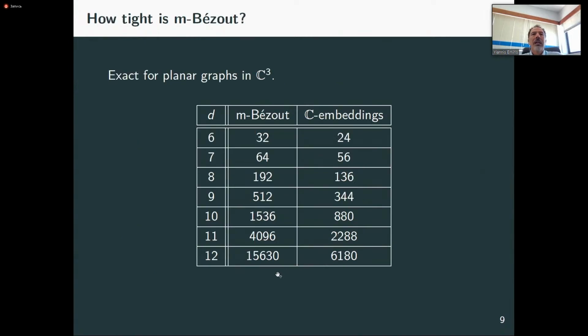Before I go on, let's see how useful the bounds we get are. I showed you the asymptotics. How about actual numbers? So these are the lower bounds that we have, and these are the upper bounds by Bézout, okay? In 3 dimensions, it's exact for the special case of planar graphs, the graphs that could be drawn in the plane, not embedded in the plane, not having vertices acquire coordinates, but drawn in the plane without edge intersections.